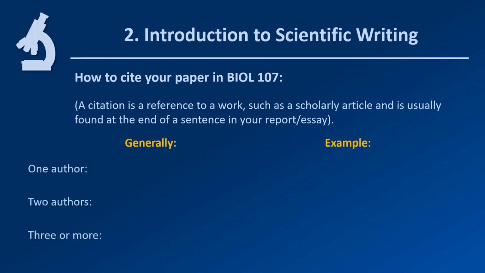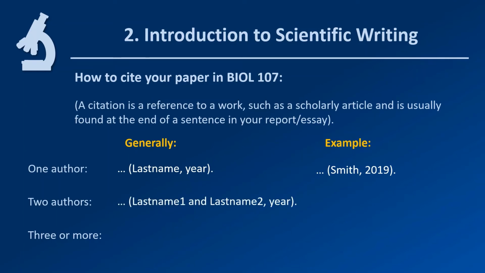Just in general, there is a system depending on how many authors are in the paper. If you have one author, it's basically last name, year. The example there you can see is Smith, comma, 2019, and bracket period. If you have two authors, you give both of their last names and the year. I gave the example of Legary and Clark. Here's another example, Campbell and Lee, 2018.